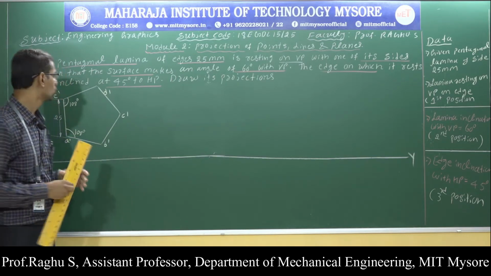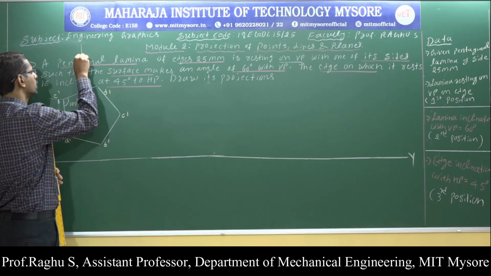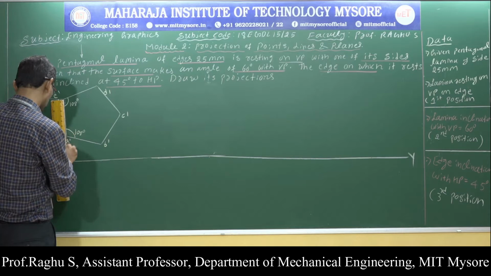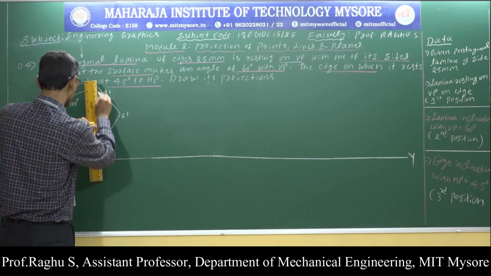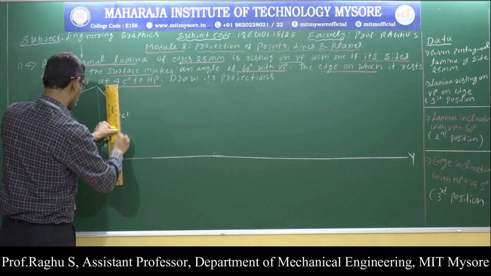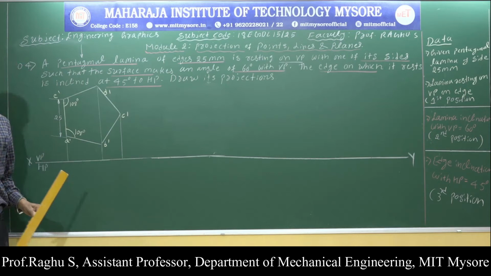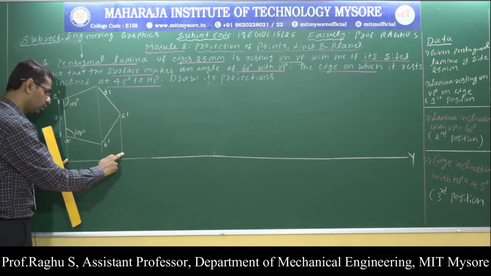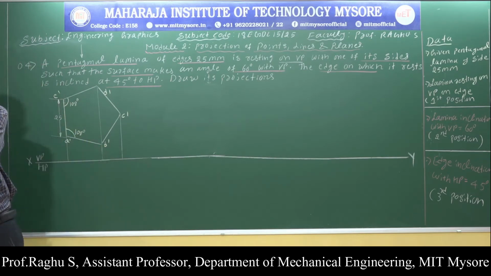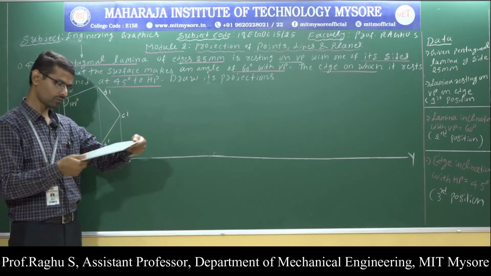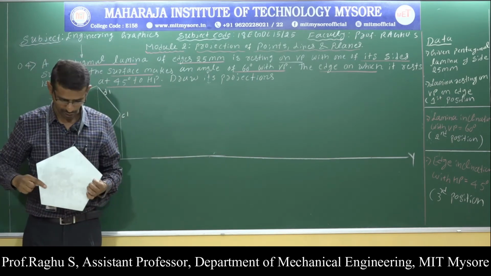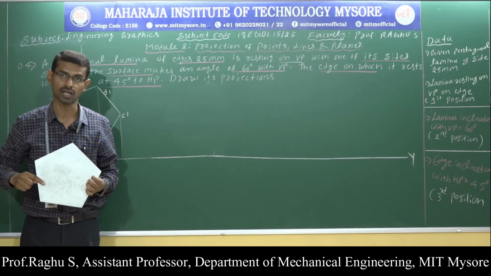Then to draw the top view, this is the direction of view. To draw the top view, just draw projection lines, that is, thin lines from all the corners up to the XY line. Now the gap between these two projection lines is the top view. In the top view, I am observing the lamina resting on VP like this. Now this is the top view. When you observe the lamina in the top view, the lamina looks like a straight line.